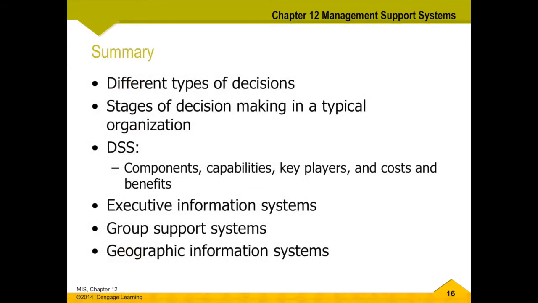So in summary, you'll be learning about different kinds of decisions. You'll be looking at the different stages of decision making or phases. You'll be looking at decision support systems and executive information systems, group support systems, and geographic information systems, and bringing all of these things together. Okay, how do they work together to improve management within an organization?